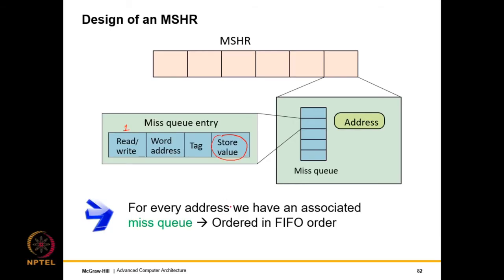So for every block address, we have an associated miss queue where all the miss queue entries are stored in first in first out order, in FIFO order. They are applied one after the other in FIFO order after the block comes from the lower level.